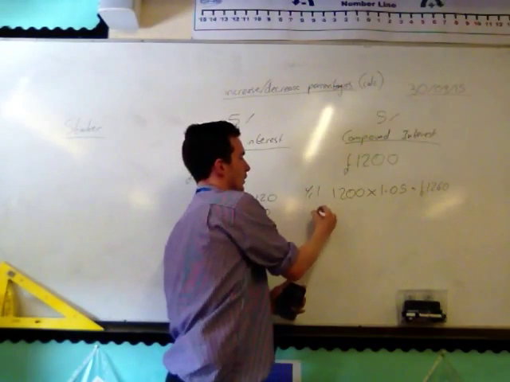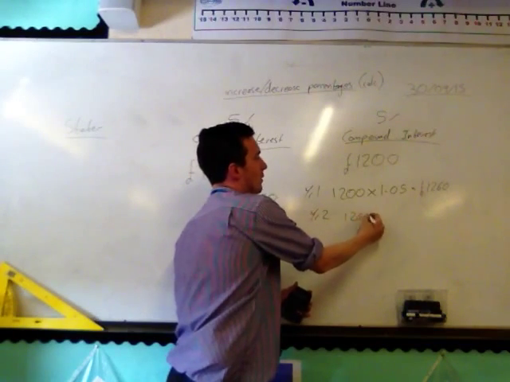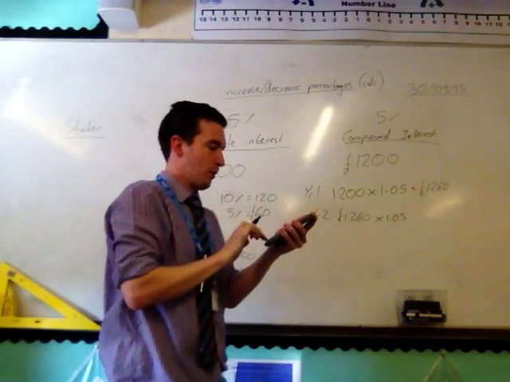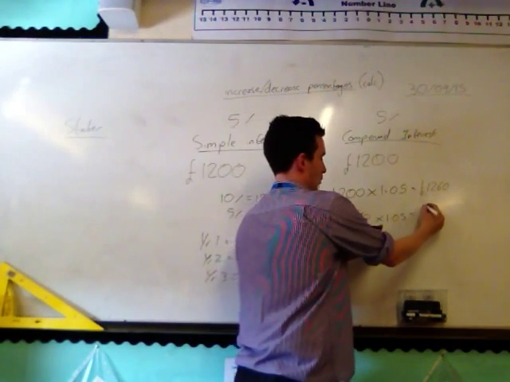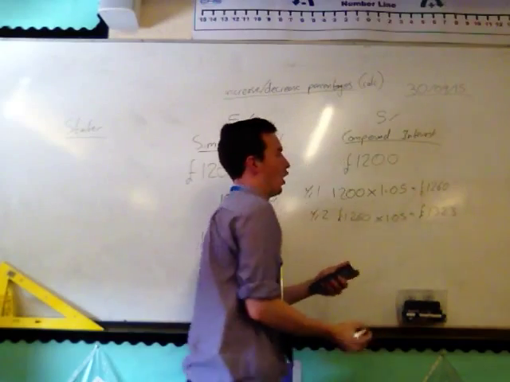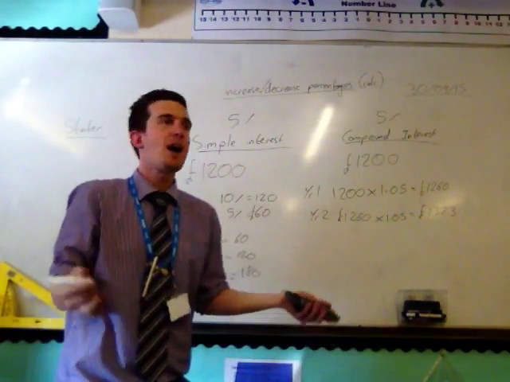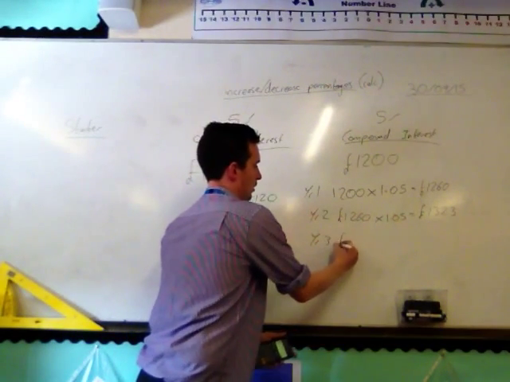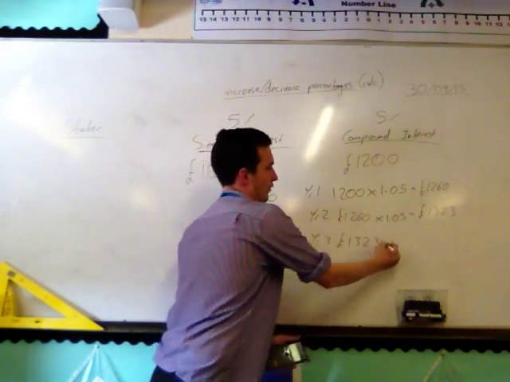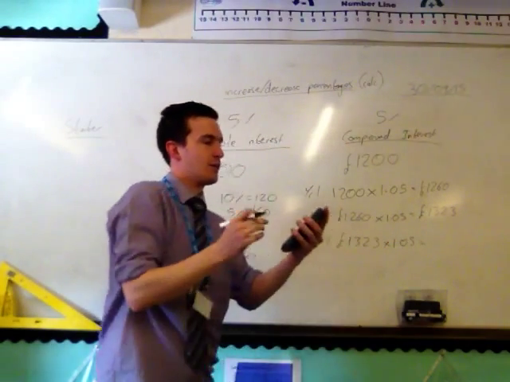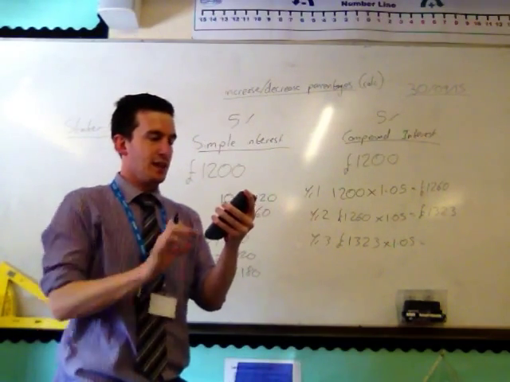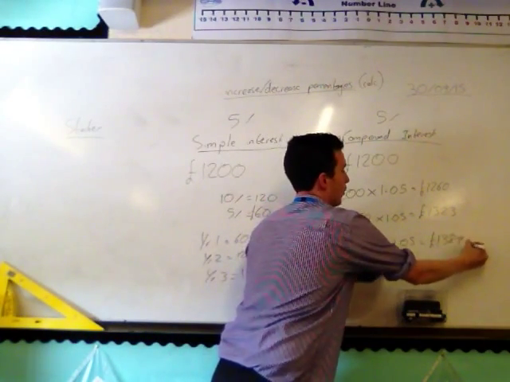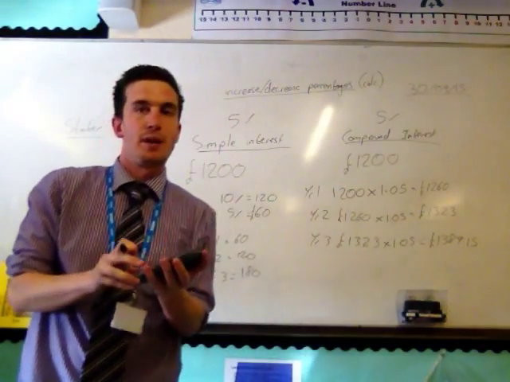But now, what they do is they say, now you've earned that money in year one, in year two you've got a new amount of money, and I'm going to increase that by 5%. So I'm going to times that by 1.05, and that gives me 1,323 over 2 years. Then they say, I want to invest a third year. So I take my new amount, 1,323, and I times that by 1.05. And that gives me 1,389.15, so 15 pence.